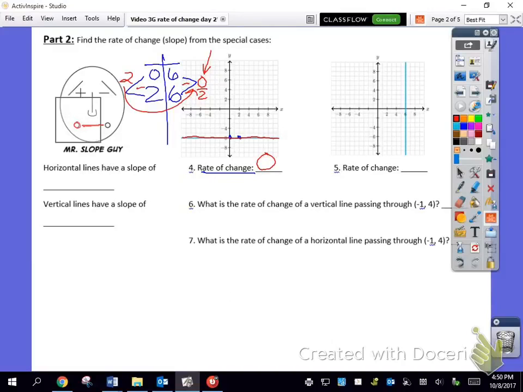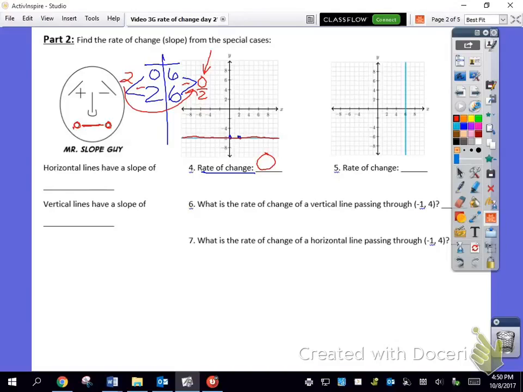It has a rate of change on my little slope guy. He has little cheeks. Those are kind of like his little dimples. When he has a flat line by his mouth, the slope is 0. So that's a reminder: when it's straight like that, you're going to have a slope of 0.